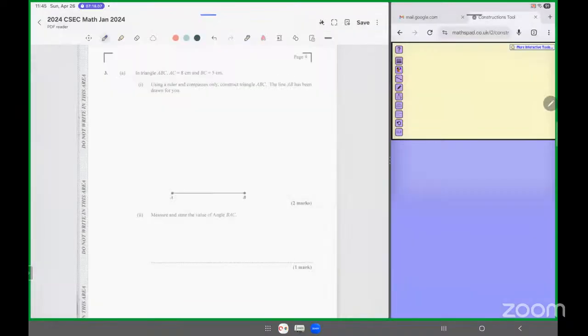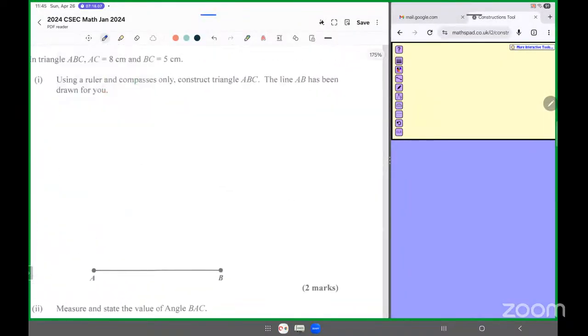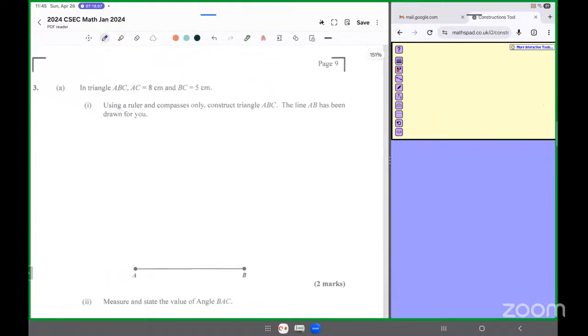All right, so let's see what I want to construct. I always say sketch it before you construct. Sketch it first, and then construct it. So this says in triangle ABC, AC is 8 and BC is 5. Using a ruler and a compass, construct triangle ABC. They want us to construct it on this line. So they give us that line first to begin with, and they don't tell us the length of that.